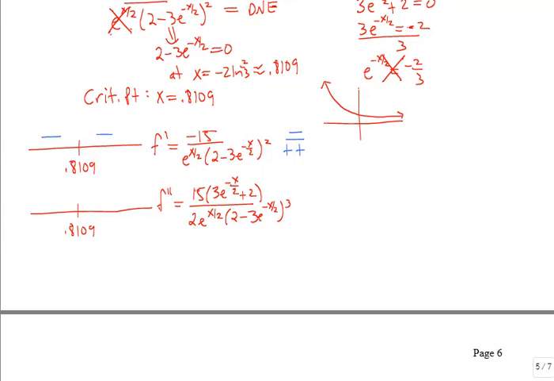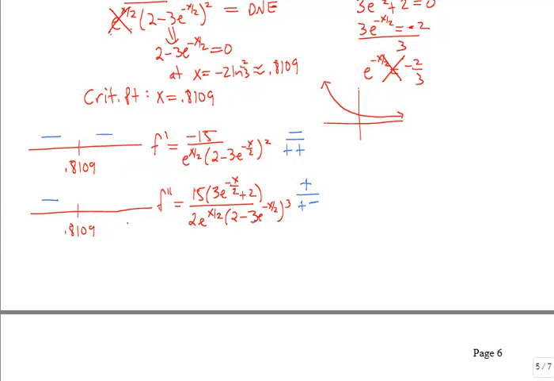Okay? Then if I tried 0 down here, 15 is positive, e to the 0 is positive. When I multiply that by 3 and add 2, that'll be positive. In the denominator, e to the 0 is positive. E to the 0 right here will be 1, and 2 minus 3 would be -1, and -1 cubed stays negative.